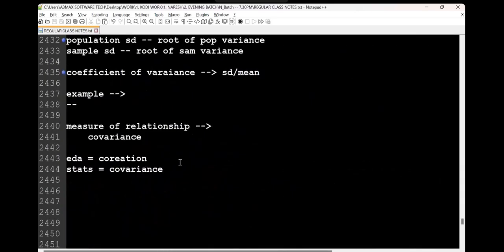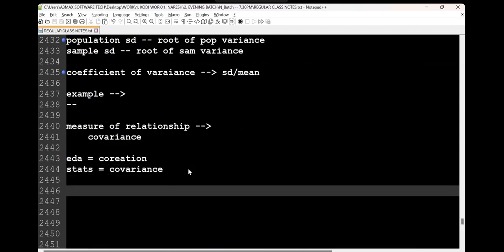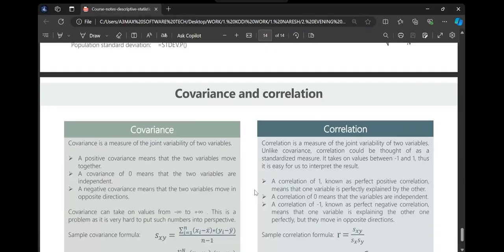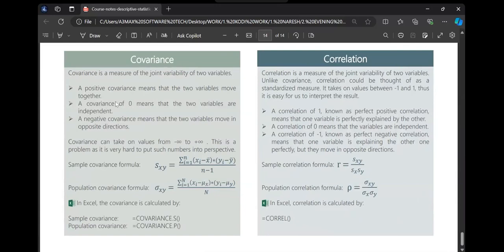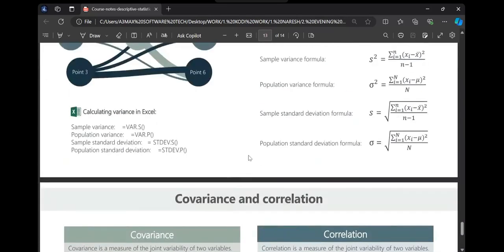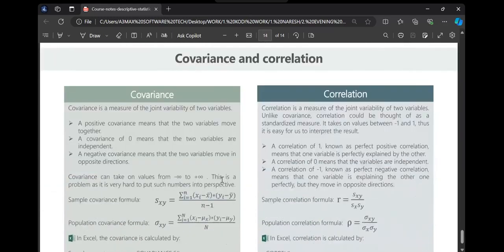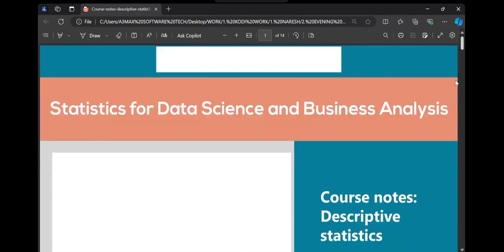Next one. Okay, cool. So this is correlation, guys. This is covariance. Covariance is a measure of joint variability of two variables. In data science, we work with datasets, guys. In a dataset, we have attributes, variables, variability, positive covariance, negative covariance. This is a crystal clear document given by Sigma. So follow these documents, and descriptive statistics is completed today.